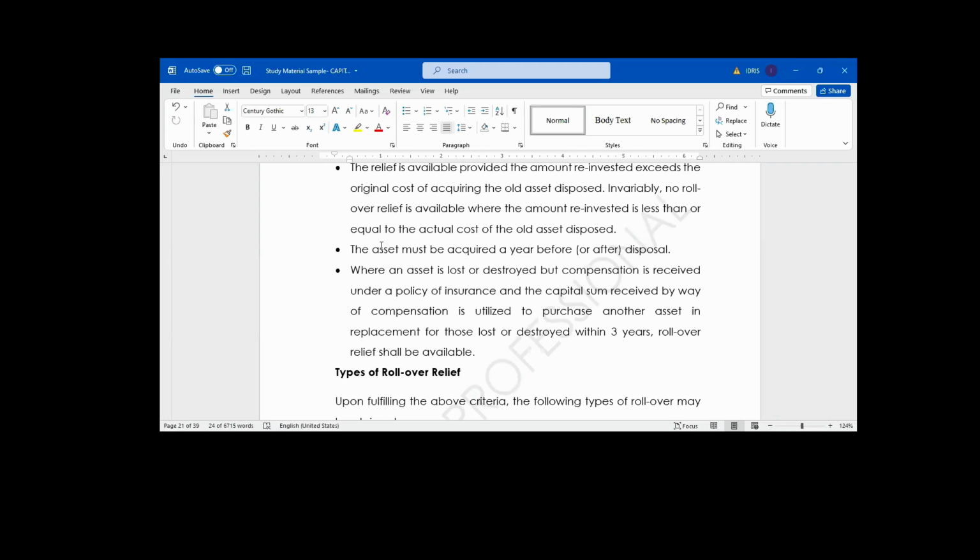Another one, when an asset is lost or destroyed, you now receive compensation under the policy of insurance. That capital sum you receive, which is the sum assured by way of compensation, you must utilize in purchase of another asset to replace that destroyed or lost asset within what? 3 years. If you don't utilize it within 3 years, rollover relief will not be granted.